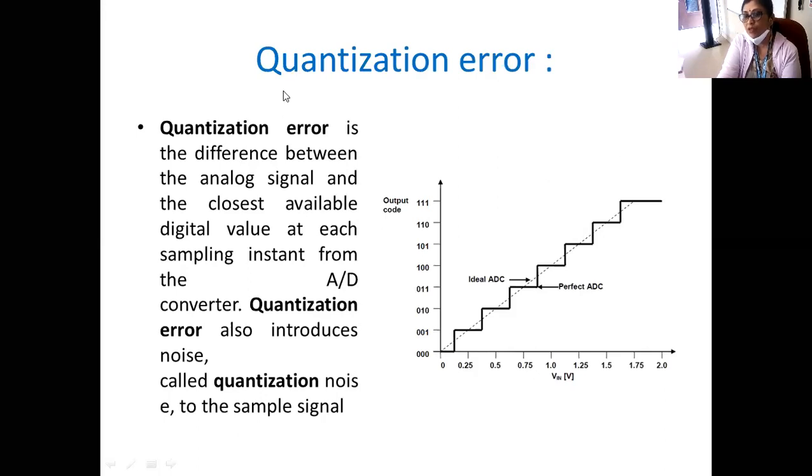Now the next type of specification or parameter is quantization error.